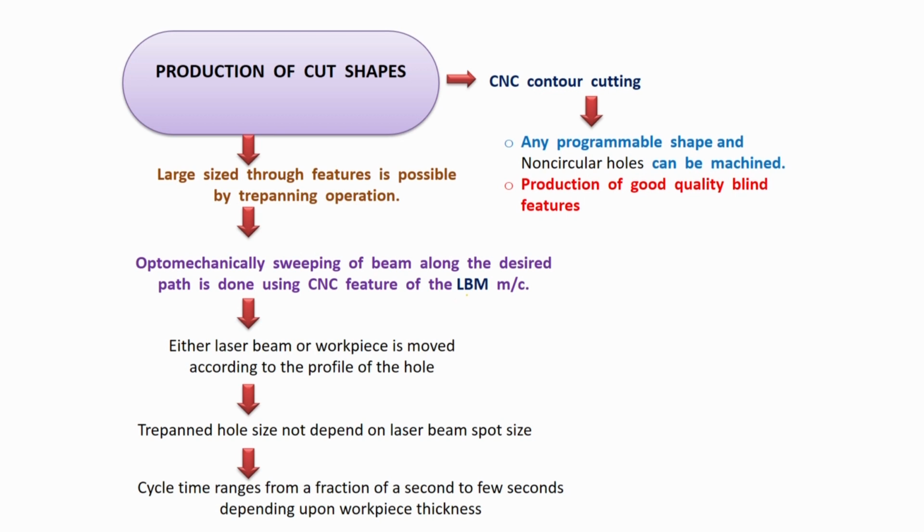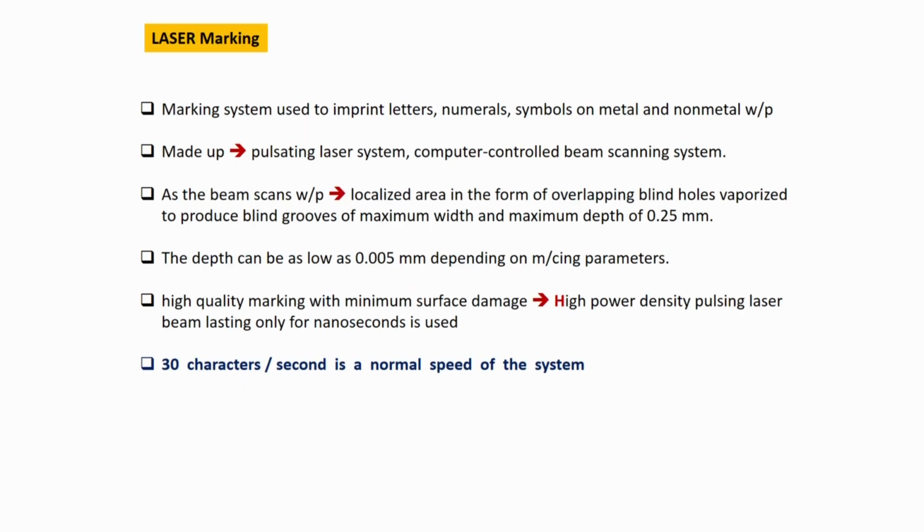Optomechanically sweeping the beam along the desired path is done by using a CNC feature of the laser beam machine. Either laser beam or workpiece is moved according to the profile of the hole, and trepan hole size does not depend on the laser beam spot diameter. Cycle time ranges from a fraction of a second to a few seconds depending upon the workpiece thickness.